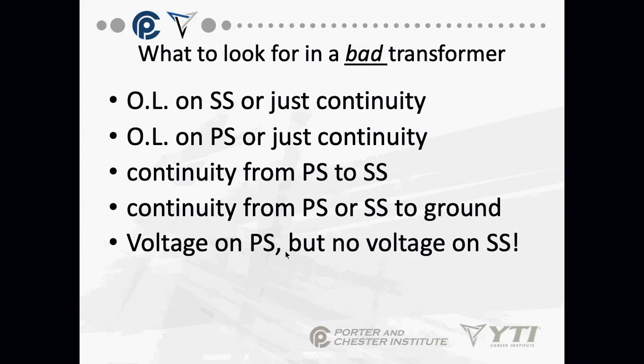So OL or just continuity on the secondary side is a problem. If I don't get some number, if I get OL or 0, it's a problem. OL or 0 on the primary side is a problem. If I get any numbers between primary and secondary, we have a problem. If I get any continuity from the primary side or secondary side to ground, we have a problem.